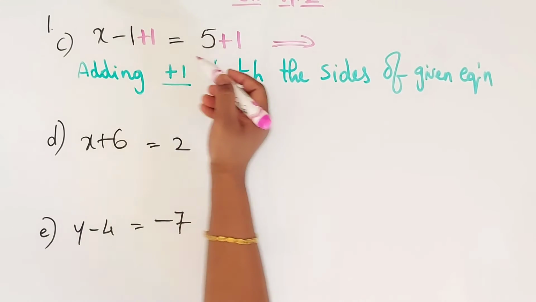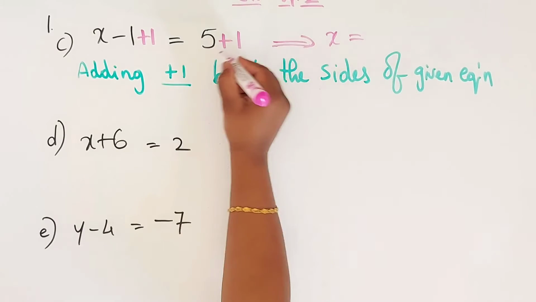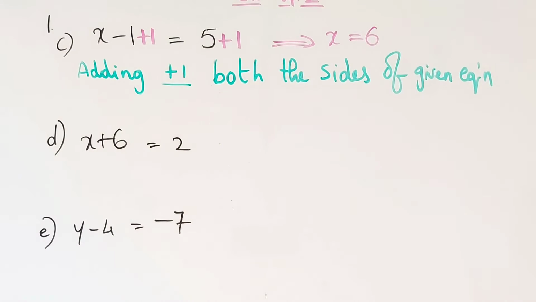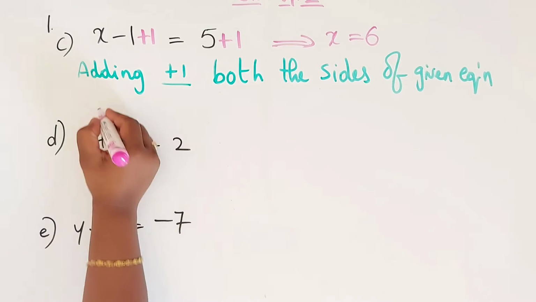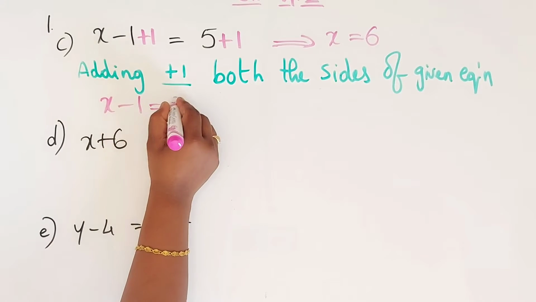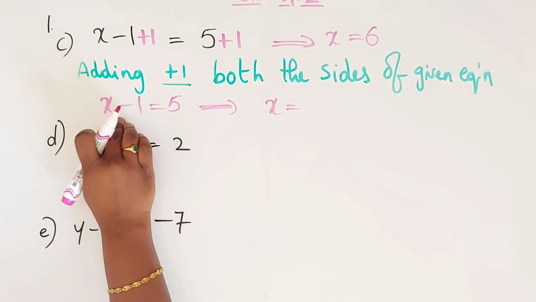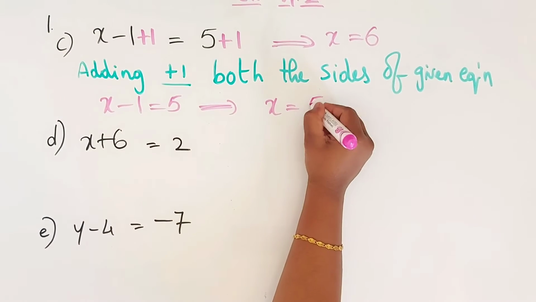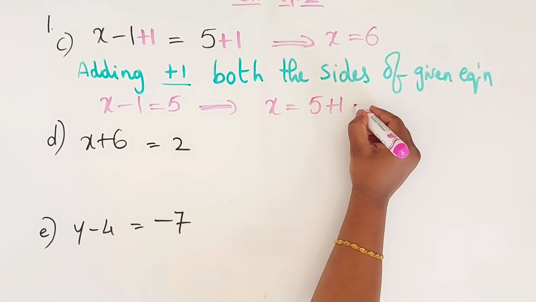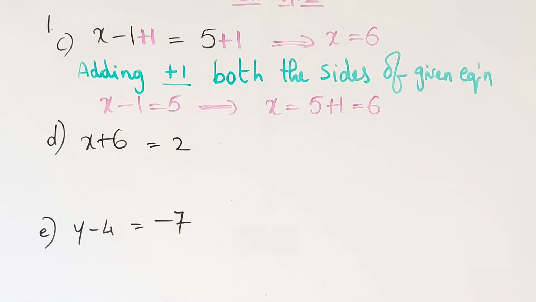Now see x minus 1 plus 1. Minus 1 plus 1 is 0. So x equal to 5 plus 1, 6. Or else we can do directly also. x minus 1 equal to 5. This is the given question. From here x equal to this negative 1 will go to right hand side, it will be positive 1. 5 plus 1, 6.